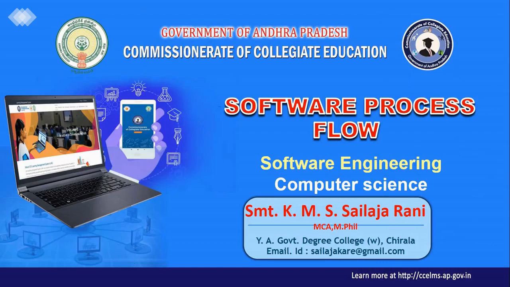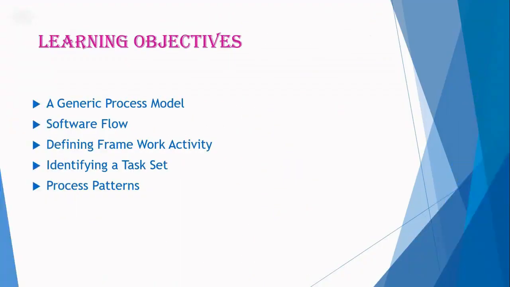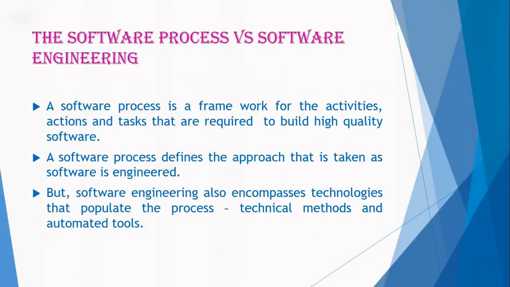Dear viewers, in this video, we will learn the objectives, a generic process model, software flow, defining framework activity, identifying a task set, and finally, process patterns. Before going to software process, we have to review the process and software engineering.